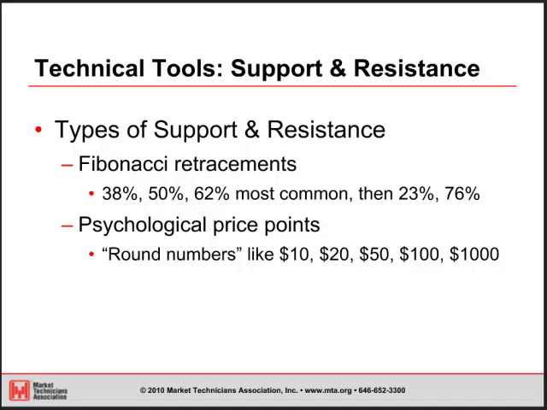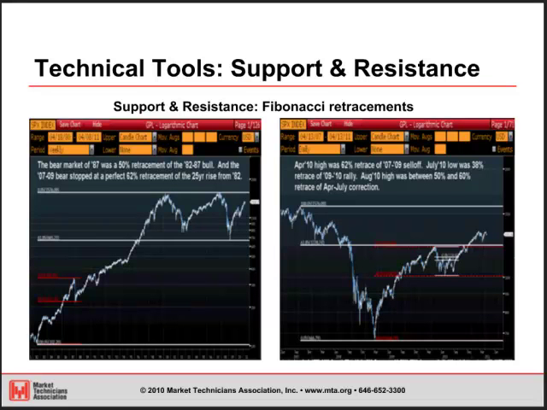We also want to take a look at Fibonacci retracements, of which the 38%, 50%, and 62% retracements are the most common. We kind of look at it as either 1/3 or 3/8 to 5/8 or 2/3, in terms of the major areas that tend to serve as support and resistance. And then also psychological price points, and that's round numbers like $10, $20, $50, $100, $1,000. So, looking at these Fibonacci retracements.